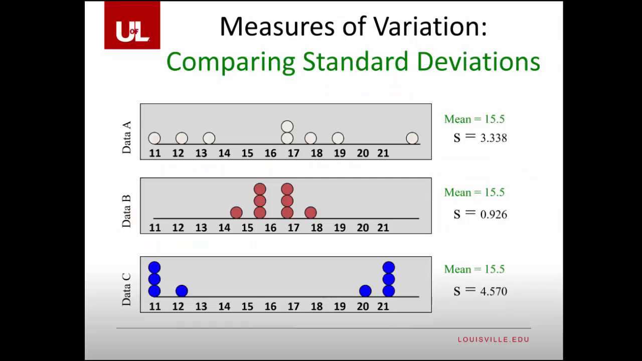Here are 3 different samples that have the same exact mean, but as you can see, the data are spread out differently, and this is measured by the standard deviation. You can see that in this first one, the data are spread out all over the place, so the standard deviation is 3.338. In data B, the data points are much tighter, closer to the center, so the standard deviation falls to 0.926. And in the last version, which is the extreme version, all the data are actually in the tails and nothing's in the middle, and that has the largest standard deviation.